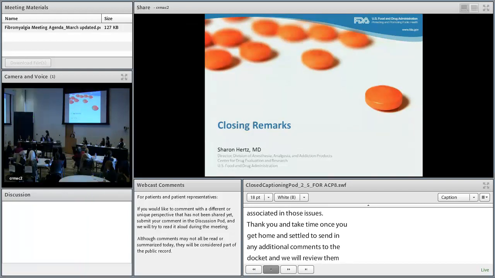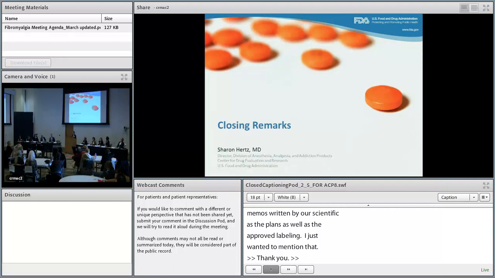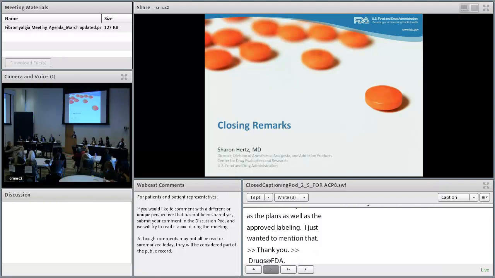Okay, before Sarah wraps up, I just wanted to follow up with something Sharon said about our labeling and reviews. One fairly easy way of finding that stuff is just to Google drugs@FDA. And there you'll see the alphabet, and you can search for your drug by name and eventually get to the approval document, the review memos that are written by our scientific disciplines, as well as the approved labeling. So just want to mention that. Thank you very much. Just Google drugs@FDA. And it's the first hit.